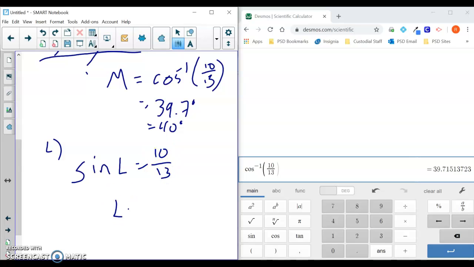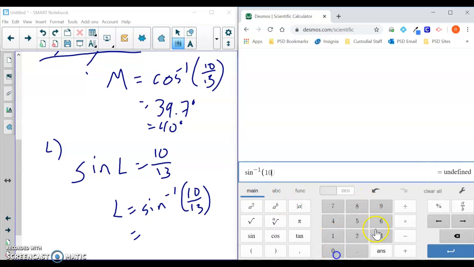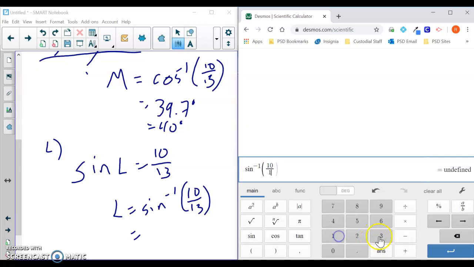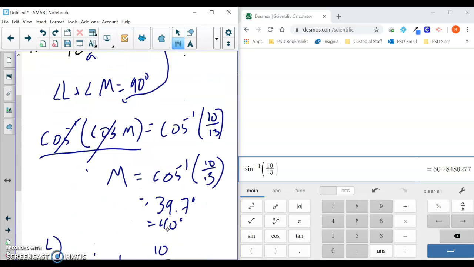I know it cancels out, so I'm just going to say L equals the sine inverse of 10 over 13. I go to my function, do the sine inverse, go to my main of 10 divided by 13. And we get 50.28. And when I said 60, I really meant 50, because I can do math at 6 o'clock in the morning. I can round that down to the nearest degree, and 40 plus 50 equals 90, which is what we get up here.